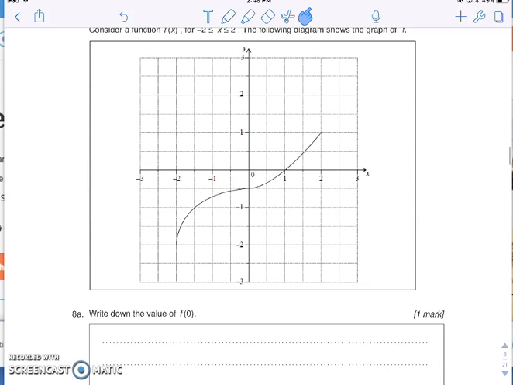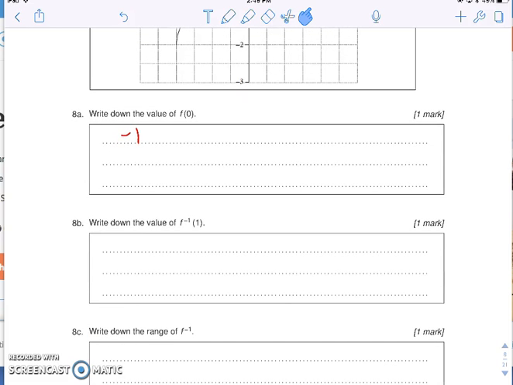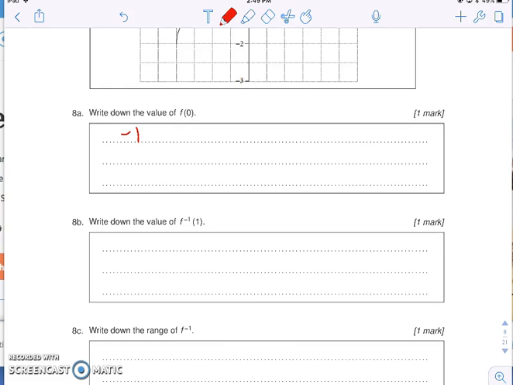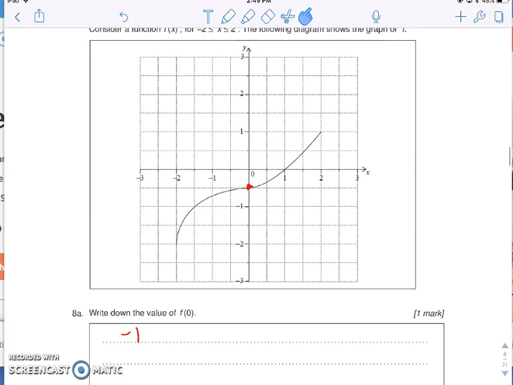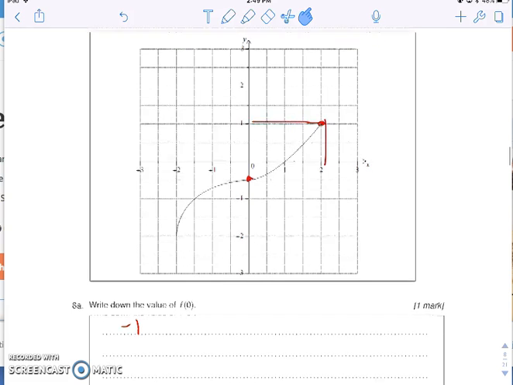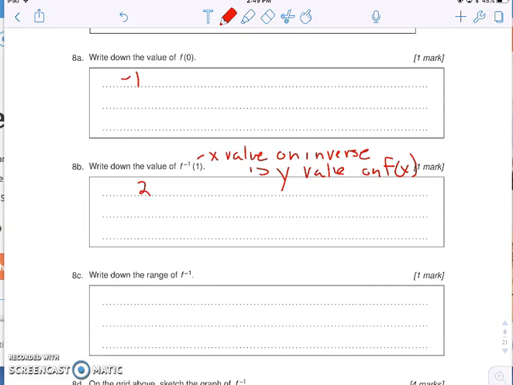Here's a function again. Write down the value of f of 0. Well, f of 0 right here, nice and easy one, is negative 1. Write down the inverse value of f at 1. This is similar to the first one: the x value on the inverse is the y value on just our f of x function. So where is y equal to 1? Let's see. Right here. So our x value would be 2.